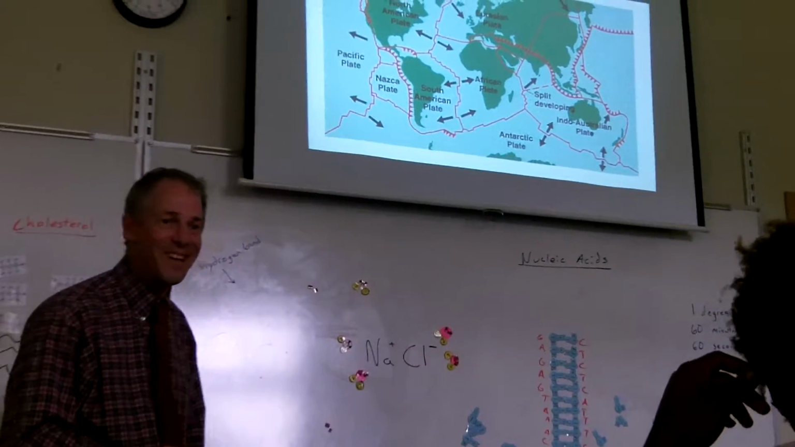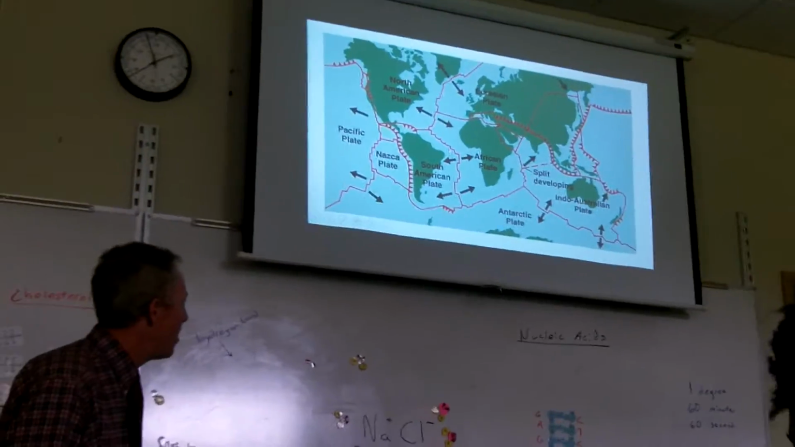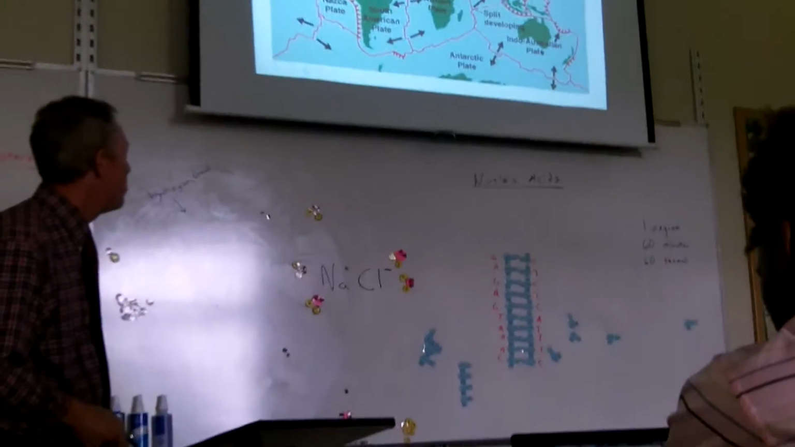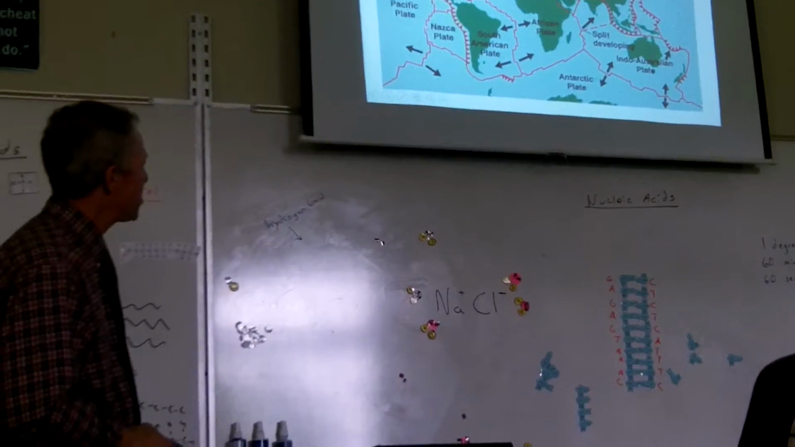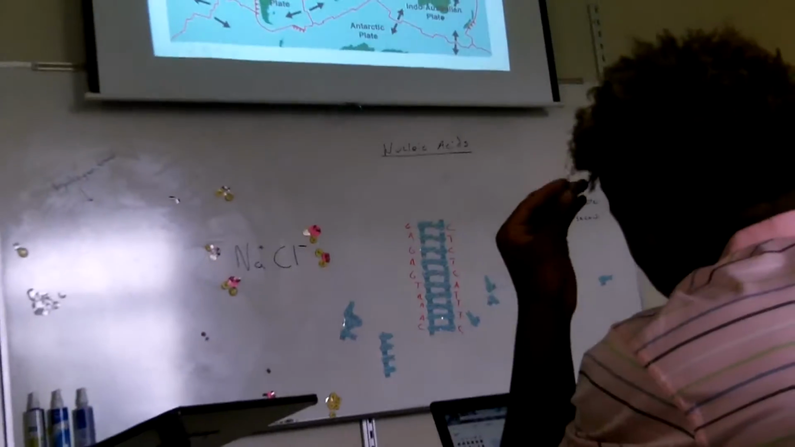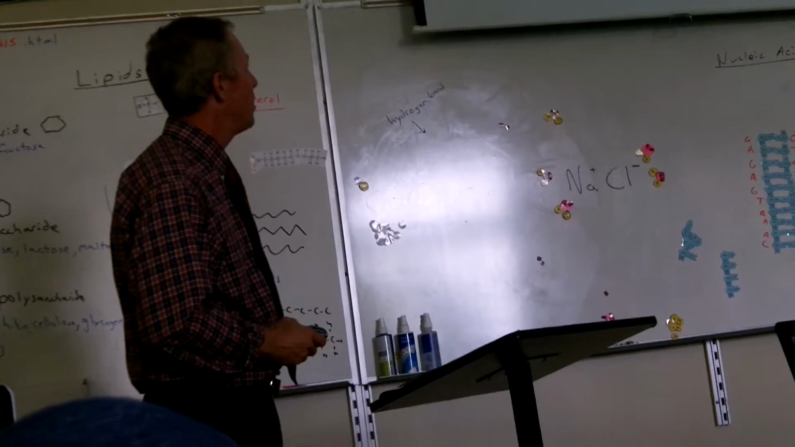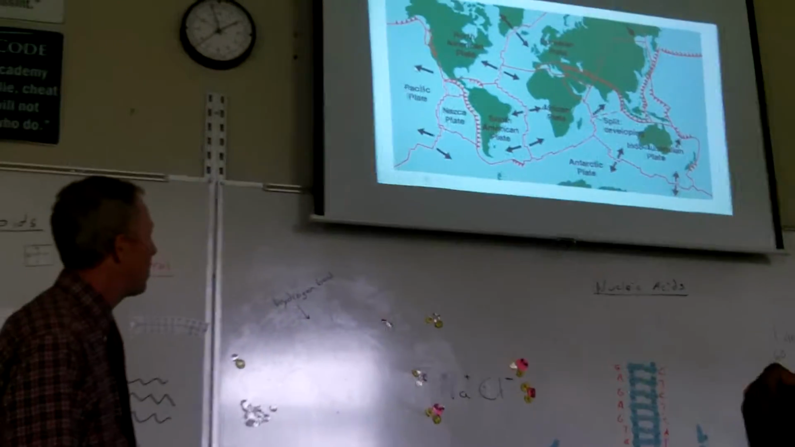Isn't that cool? And that's not only happening here, it's happening all along here. Anywhere where plates are separating from one another, you end up with huge mountain ranges. Anywhere where plates are slamming together, you get a lot of volcanoes and you get a lot of earthquakes. Where do we have a lot of earthquakes in North America? California. California, look right there. That's where the North American plate meets the Pacific plate.